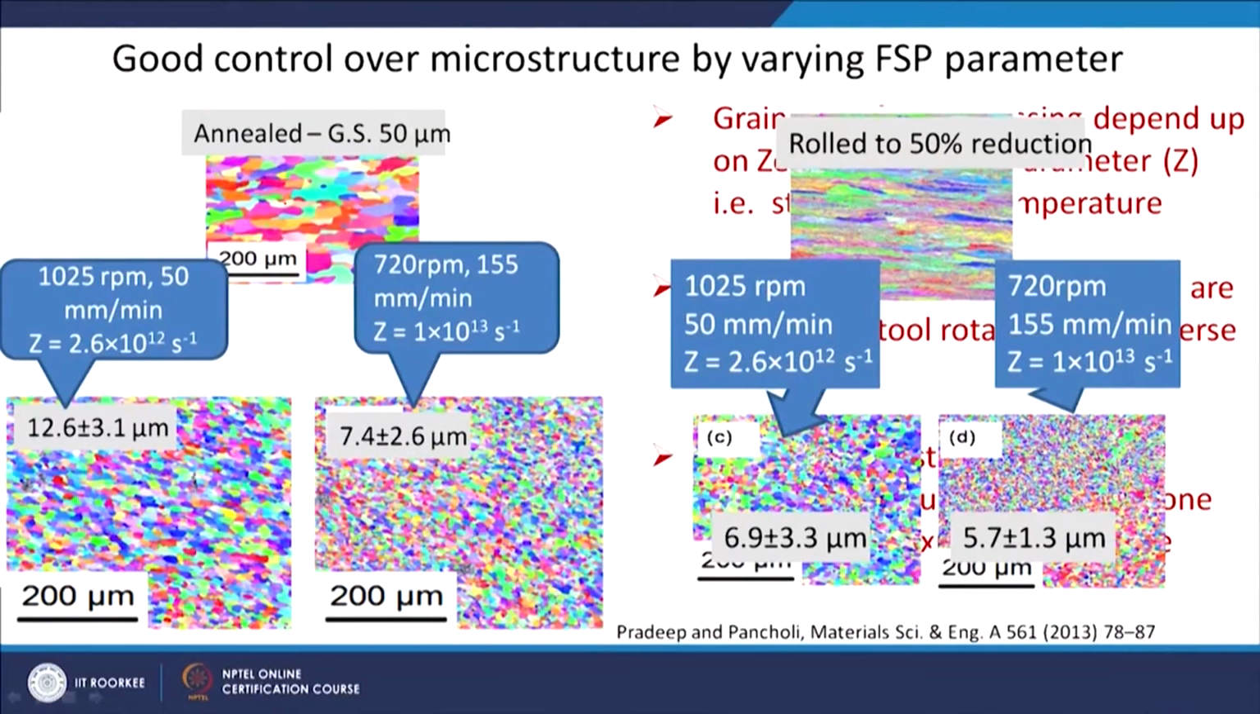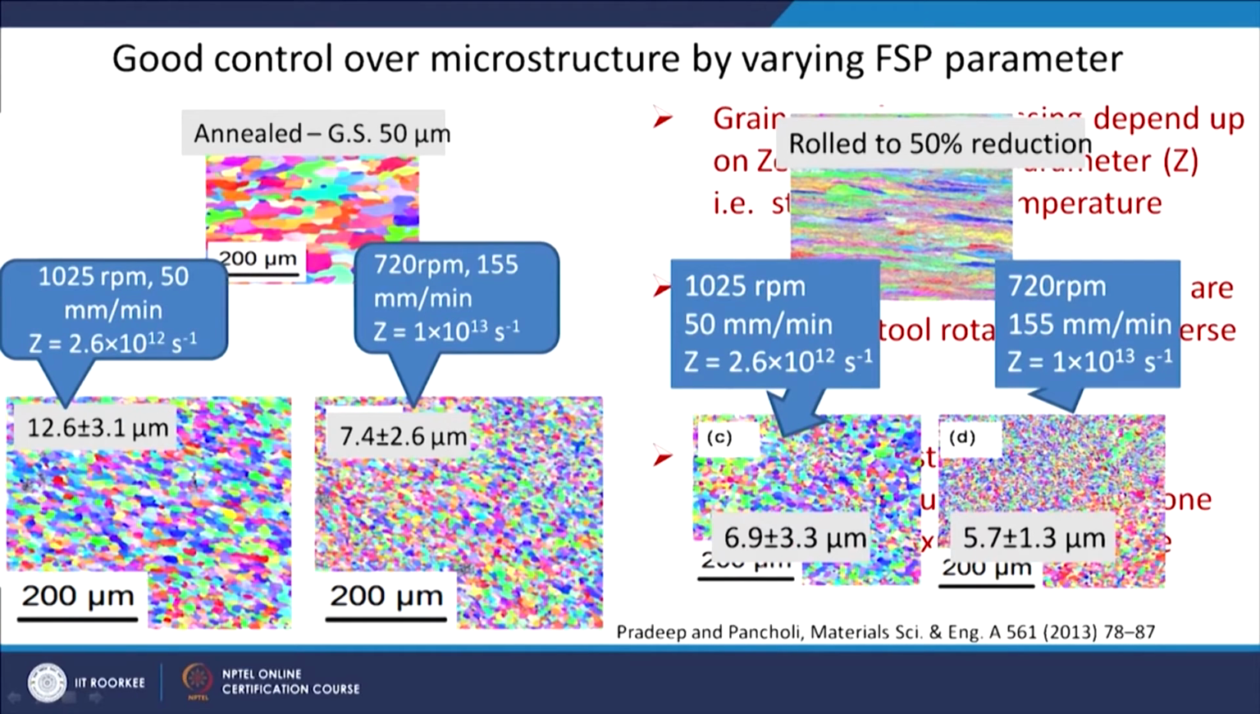Okay. This is the effect of the starting material. So, instead of taking annealed material, if we would have taken a rolled material. So, this is a rolled material and rolling was done up to 50% reduction. Okay. So, already some amount of cold rolling was done, some amount of dislocations were already introduced in the material. Okay. And if you do processing of this material at the same conditions which we did for the annealed material, okay, the grain size refinement is even better.